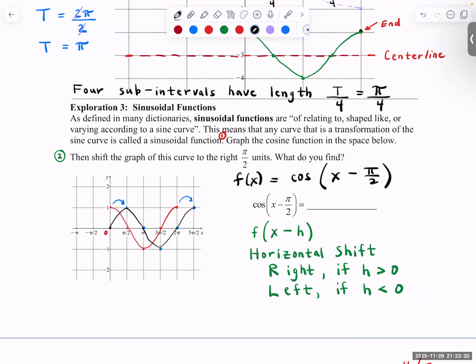2 means that the value of the function, cosine of x minus pi over 2, is the same as the sine of x. Because the graph of the sine of x is obtained by shifting the cosine of x to the right pi over 2 units.